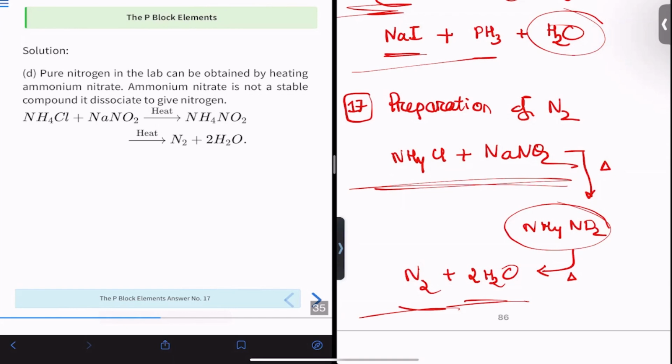Okay, guys, so with this, I'm finishing today's lecture. In the next session, I will tell you how to remember everything, what should be the approach towards your p block elements, not just p block, but the entire inorganic chemistry, and we'll solve the rest of the questions.